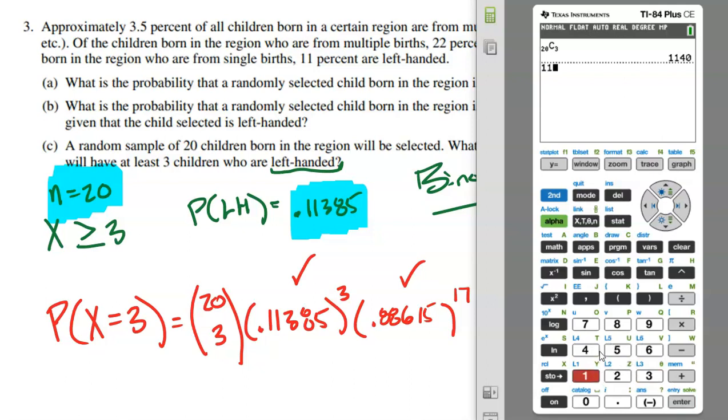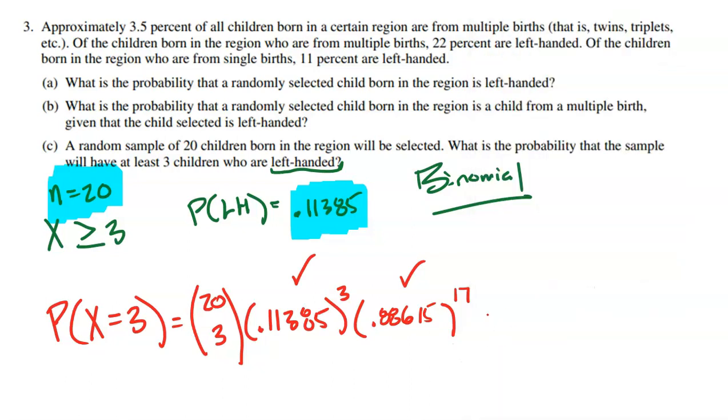So I'm going to take that 1140 and multiply it by 0.11385 raised to the 3rd. And then I'm going to multiply that by 0.88615 raised to the 17th, because if I got 3 people that are left-handed, I got 17 people that are not. And there is the probability, 0.2155, that I have 3 left-handed people.